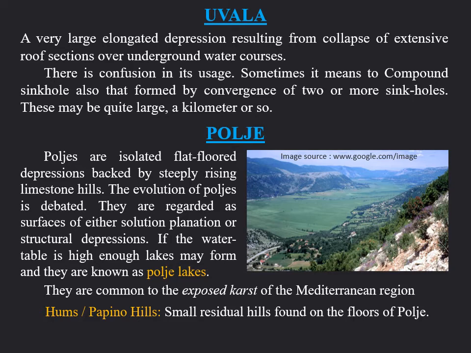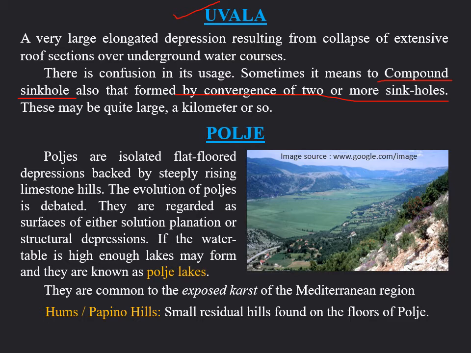And it is thought that these uvalas are formed due to compound sinkholes, which form by convergence of two or more sinkholes. So due to the combination of two or more sinkholes, a larger area is found to be affected by these kinds of collapsed depressions. At that time, it is known as uvala.